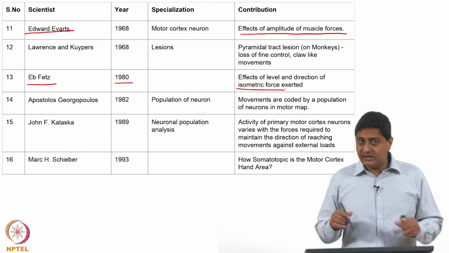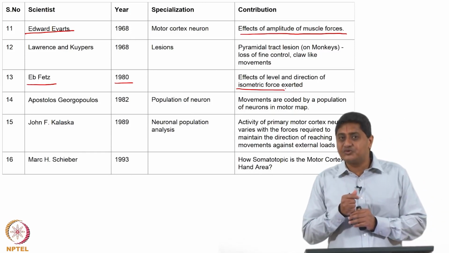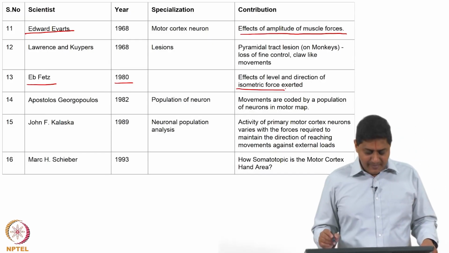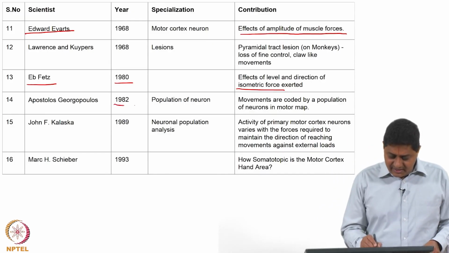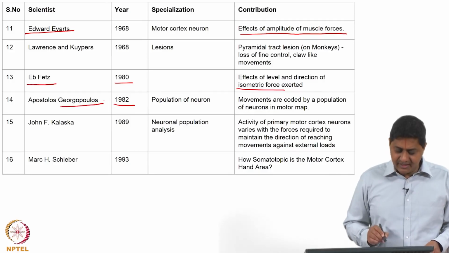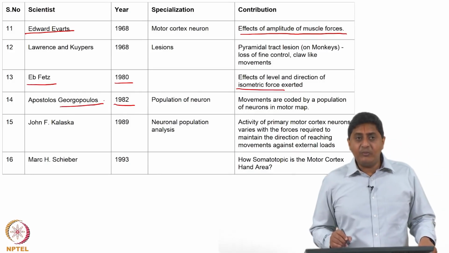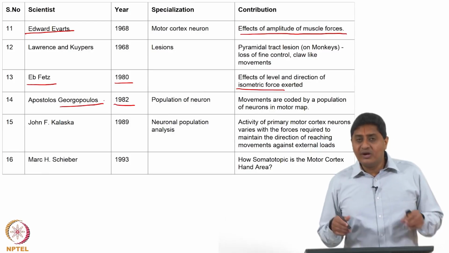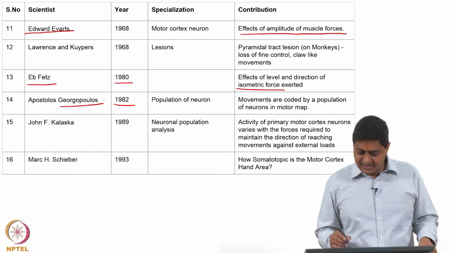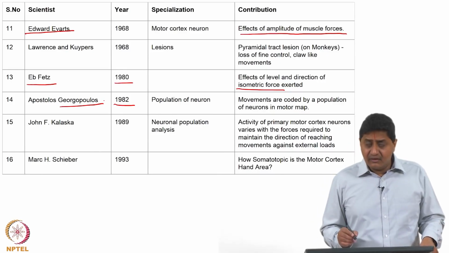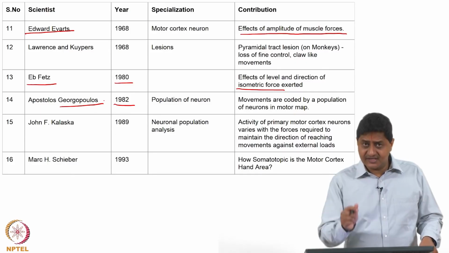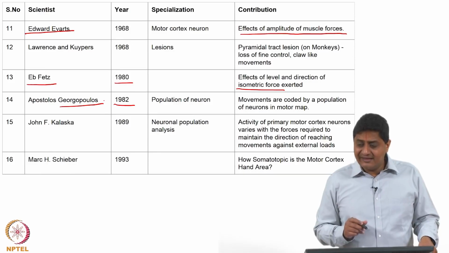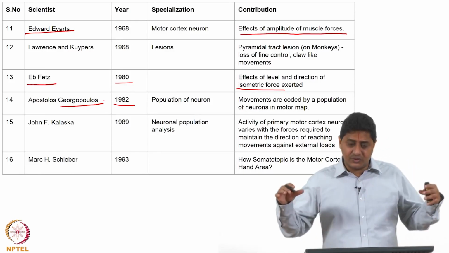So, in the isometric case there is no actual movement, let us remember that. So, that is the contribution of Evarts. And in the 1980s, a revolutionary idea emerged: that populations of neurons together encode movement-related features. In particular, this was what was encoded in a center-out reaching task. For example, the direction of movement was found to be encoded in the activity of multiple neurons.